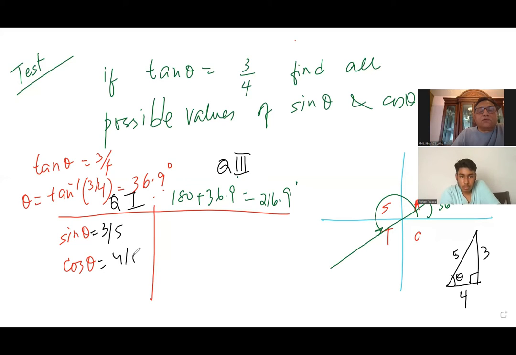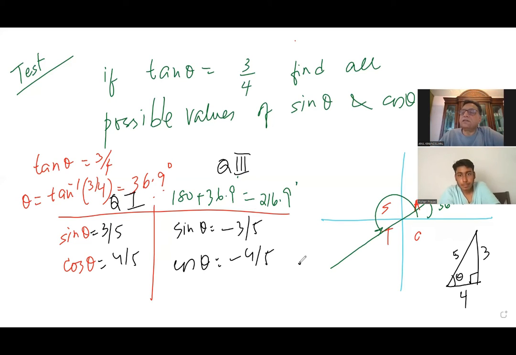Cos theta will be 4/5. And here sine theta will be negative 3/5. And cos theta will be negative 4/5. You see, even without calculating the angle theta, we have found the answer.